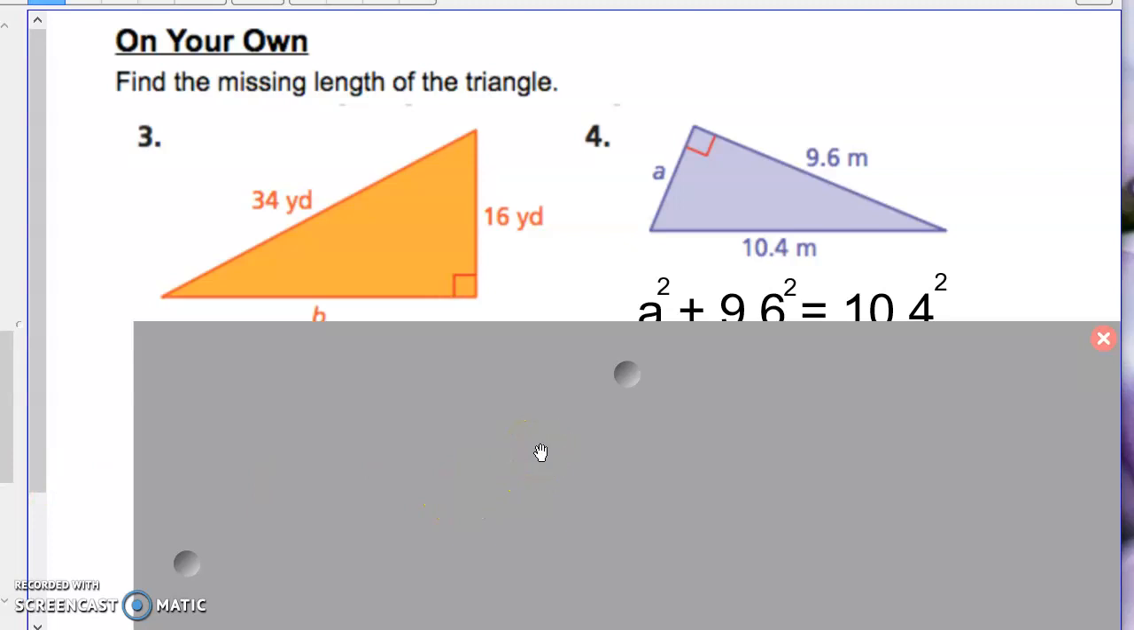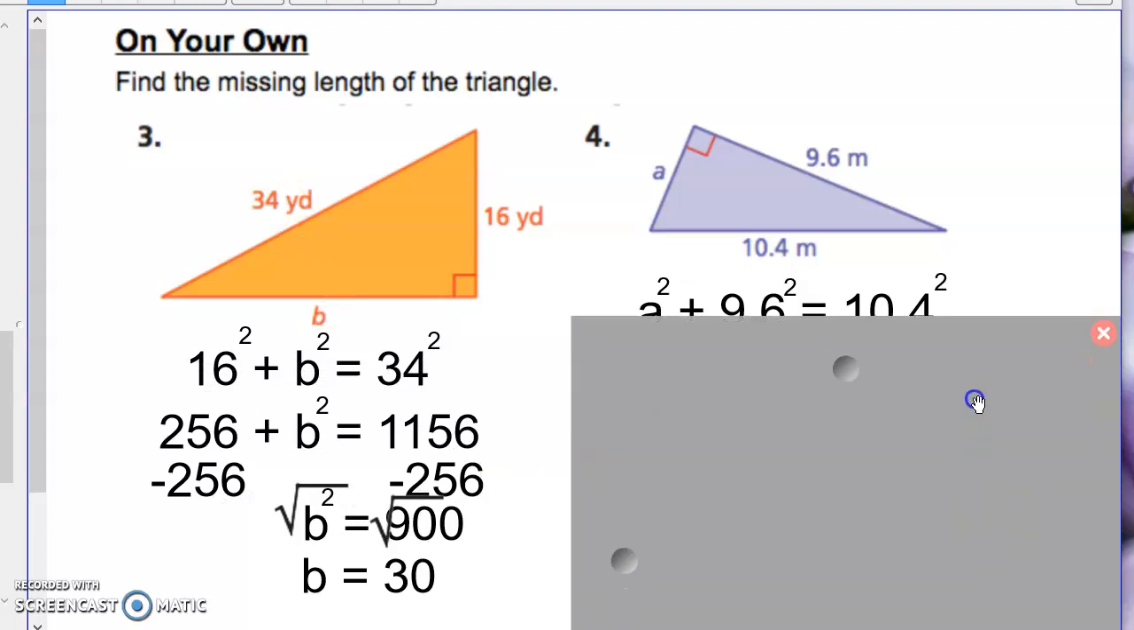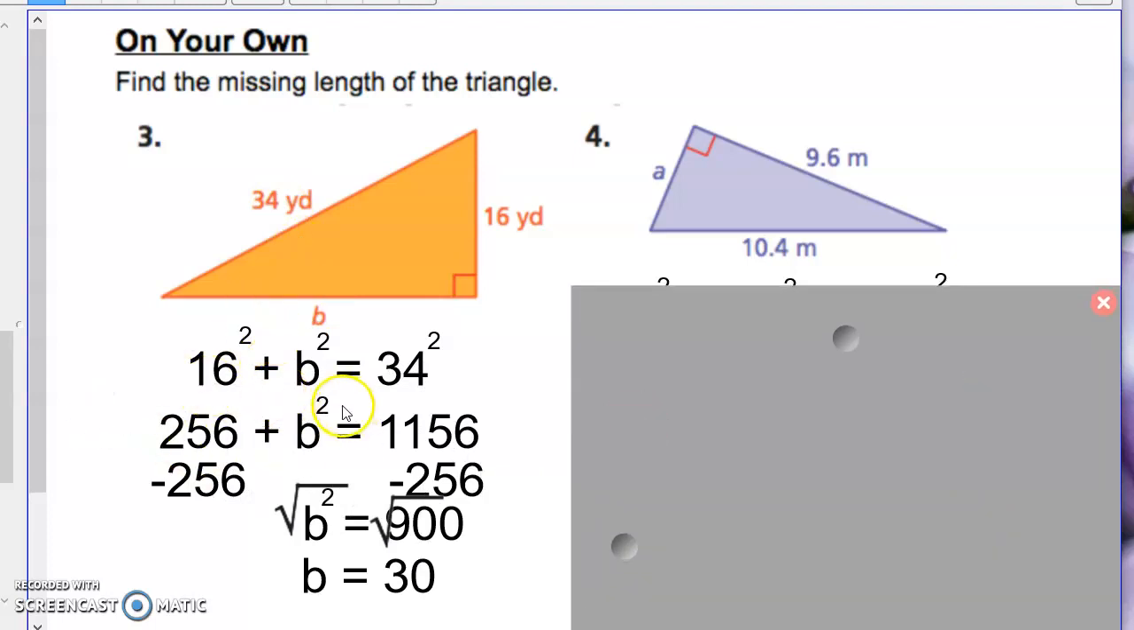All right, to check how you did on these two, again, for this one, they give me A here. You're looking for B, and they give you C for this one. So I filled in 16 squared plus B squared equals 34 squared.